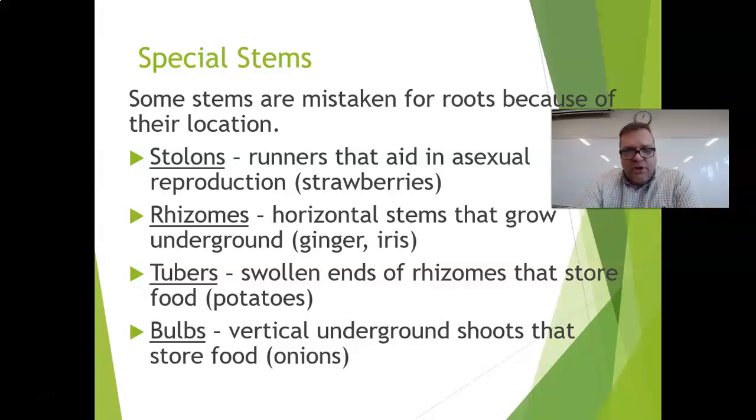Tuber. Tuber is the swollen ends of the rhizome that store food. A potato is called a tuber. It's literally a stem of a plant that's found underground that holds all the nutrients. That's a tuber, potato. And finally, the bulb. The bulb is a vertical underground shoot that stores food. An example would be the onion. An onion grows directly underground, and it goes straight up and down, and it stores nutrients.